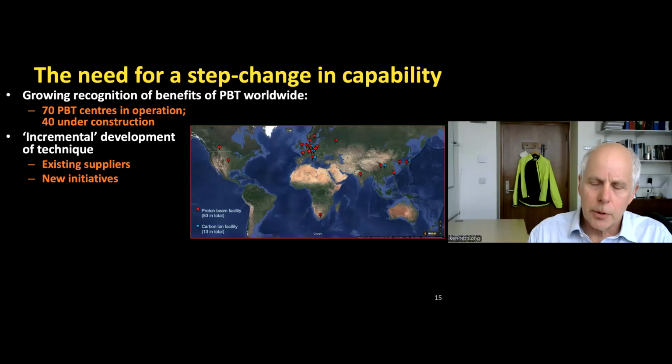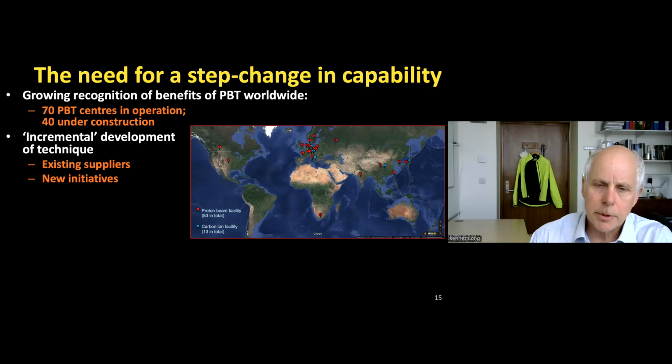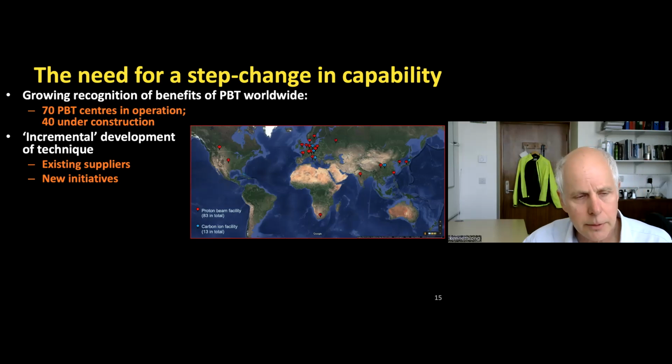So if you look at the statistics for where proton beam therapy exists in the world, there are of order 70 or so proton beam therapy facilities in operation, 40 under construction. So there's of order 100. If you look at the map, you can see these are typically in high income countries, and that's the origin of the lack of provision elsewhere. There's incremental development of technique going on. Of course, the existing suppliers are developing their machines, and there are new initiatives such as NIMS and CINS, which are really trying to drive the provision of this kind of therapy forward.